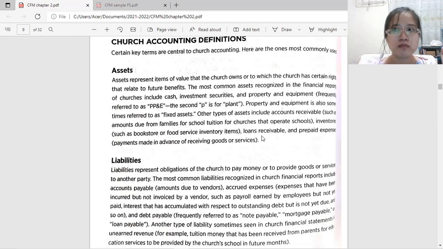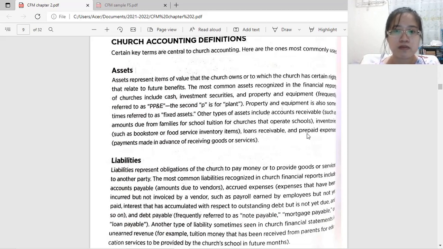Okay, next we have loans receivable. So if the church loaned money to an individual or another organization or another church, they have a right to demand payment if that is the agreement. Okay, of course it's a different case if what was given is a donation. Okay, if it's a donation, then of course you're not expecting to be paid back. Okay, but if it's a loan with the obligation to pay back, then if the church lent money, they can recognize loan receivable.